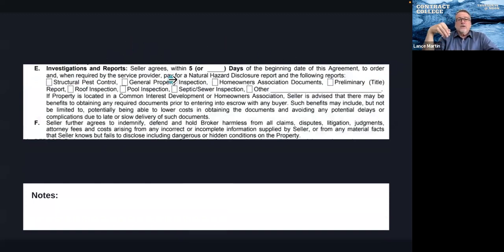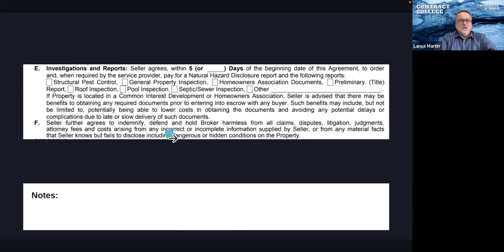Investigative reports. The seller agrees that these things are going to be done. So they have to do a natural hazard disclosure report, but do they have to do a termite report? No. General property inspection, HOA, whatever it happens to be. These would be the reports that the seller is agreeing in advance that they are going to provide to the buyer. I'll just use one as an example. If the property is just riddled with termites and it's obvious we've got a problem, I very well would potentially, not always, but potentially recommend that the seller get a termite structural pest control report prior to putting it on the market, just so we know what we're dealing with. And that's what they're referring to here.